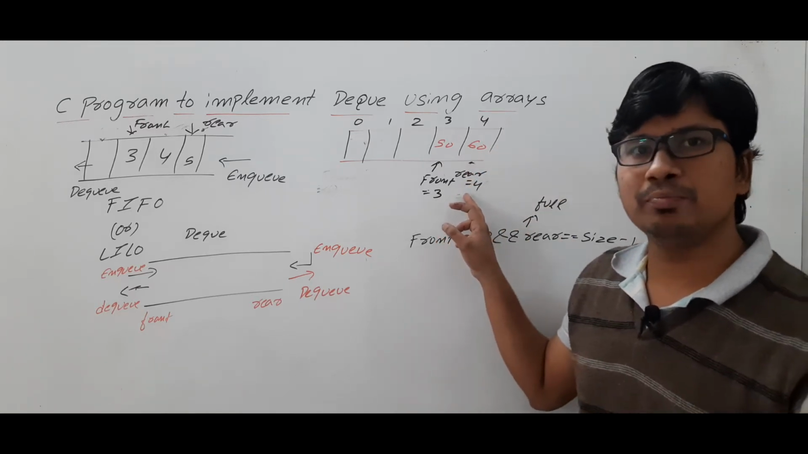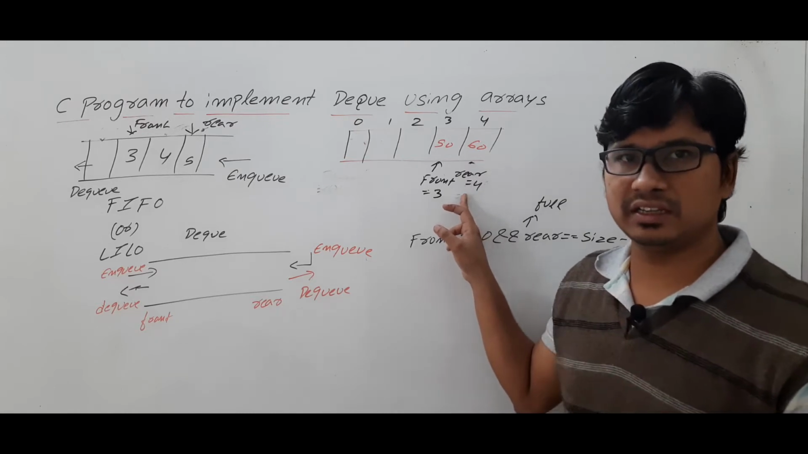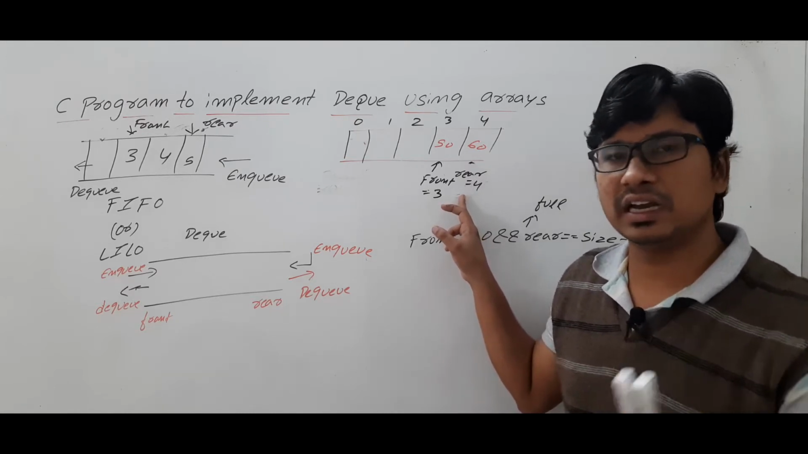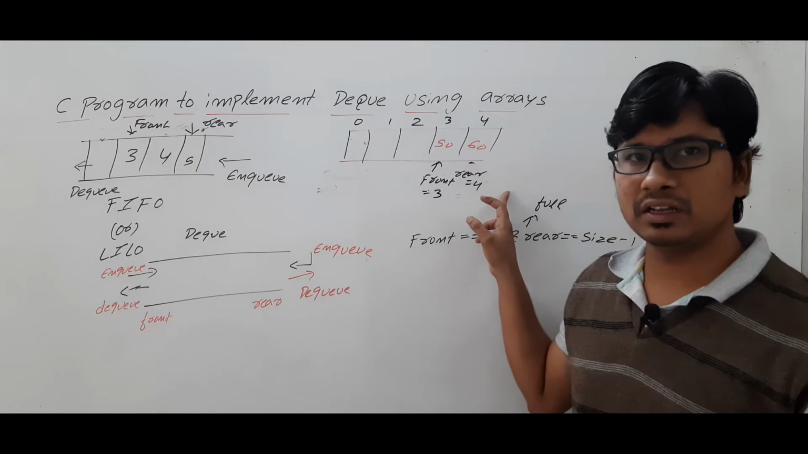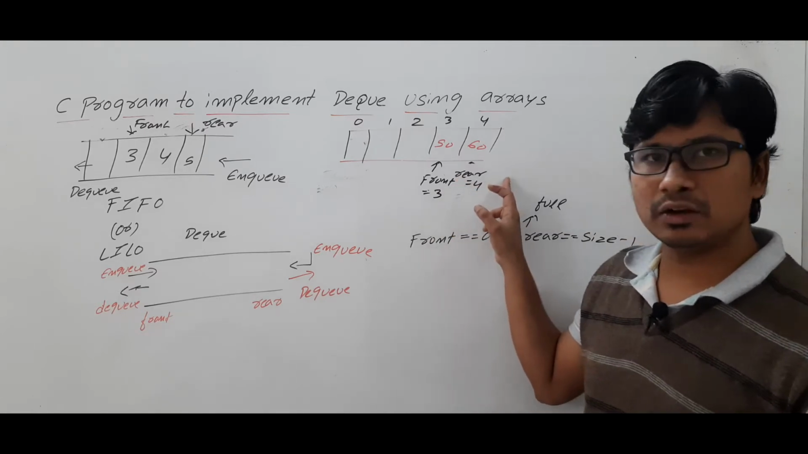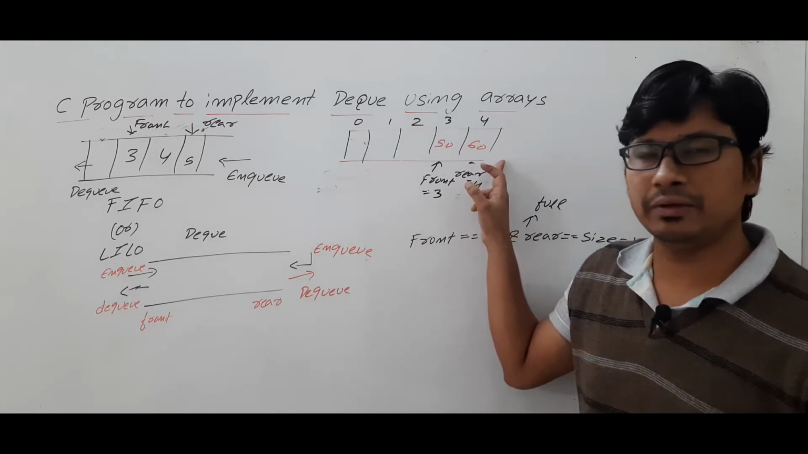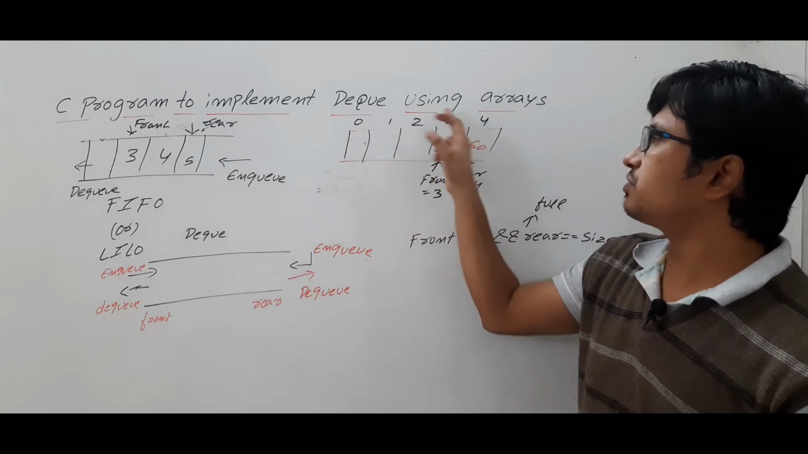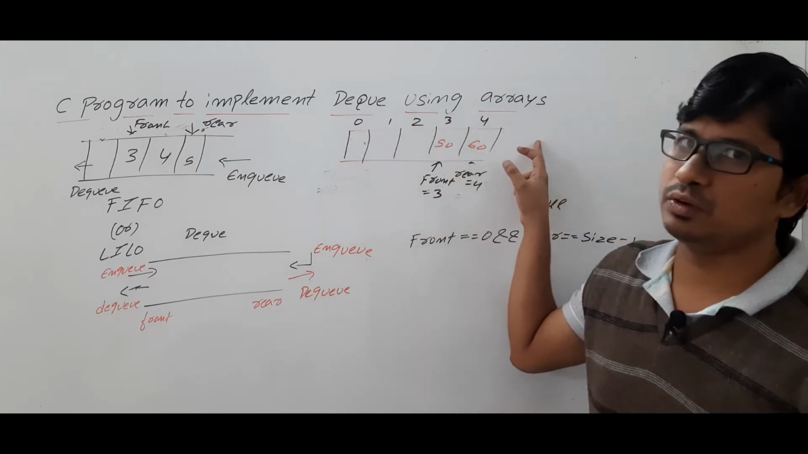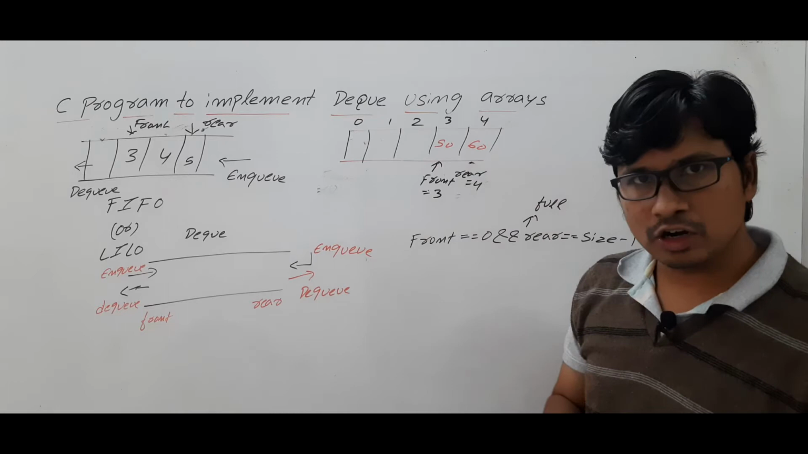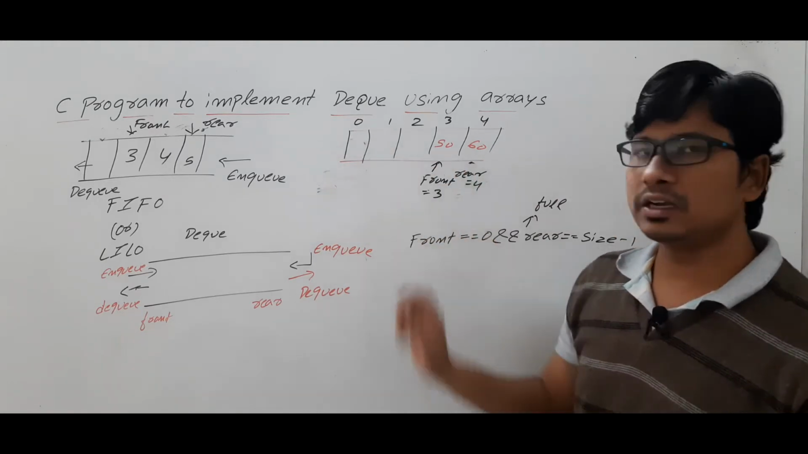Whenever we want to perform the enqueue operation at the rear, meaning inserting at the rear, we need to increment the rear value. If I increment the rear value by 1, rear will become 5. Will an array of size 5 have the index 5? No, it is not possible. If it is not possible, can I say that the double-ended queue is full?